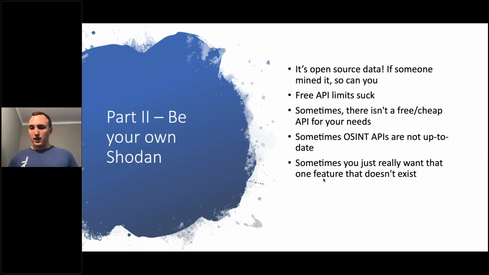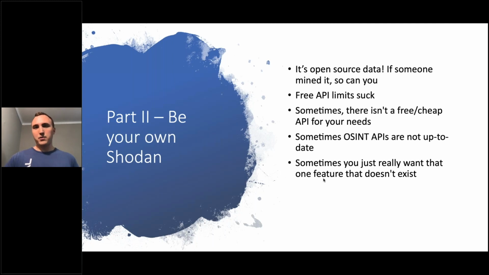So this is part 2, Be Your Own Shodan, why we should be building our own OSINT APIs. So in my opinion, if a data source is open, truly open, and someone else can mine it, then we can too. Data is very cheap. You can just get your own terabyte drive and start playing with large data sets. If you're bumping up against free API limits, or even if a paid API has some sort of rate limit that you don't like, you can always just build your own.